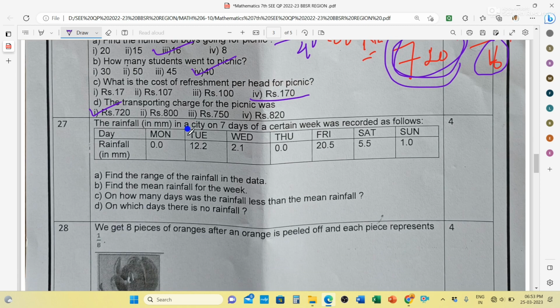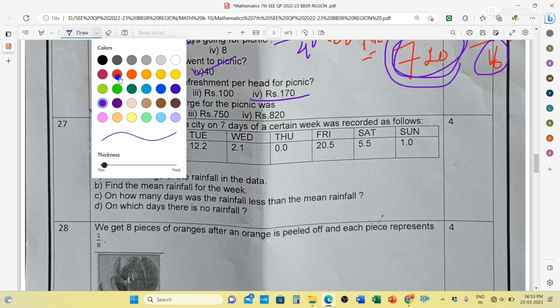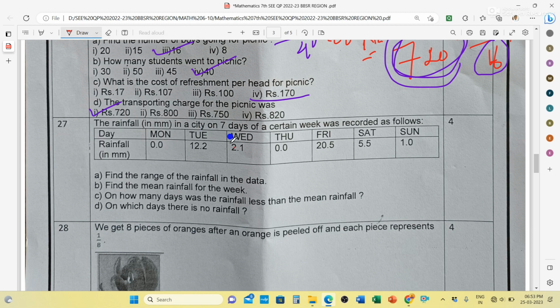The rainfall in mm, that is millimeter, in a city on 7 days of a certain week was recorded as follows. Okay, so here are the days: Monday, Tuesday, Wednesday, Thursday, Friday, Saturday, Sunday. Rainfall in mm: 0.0 mm, 12.2, 2.1, 0.0, 20.5, 5.5 and 1.0. Find the range of the rainfall in the data.